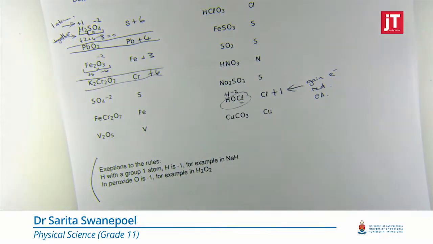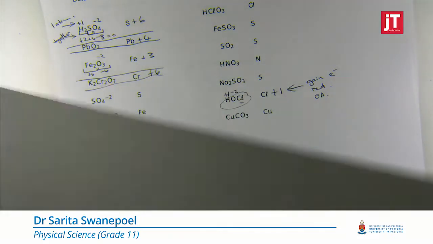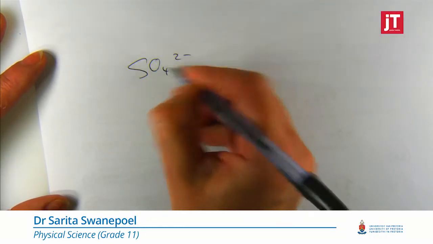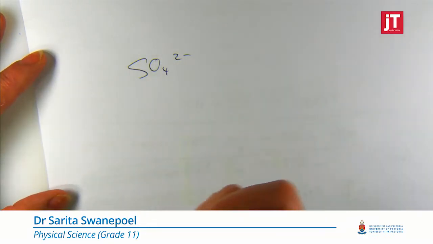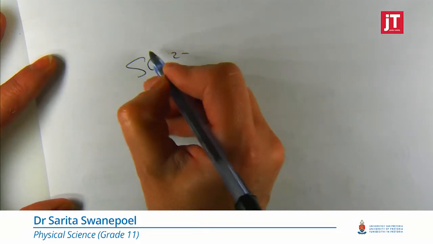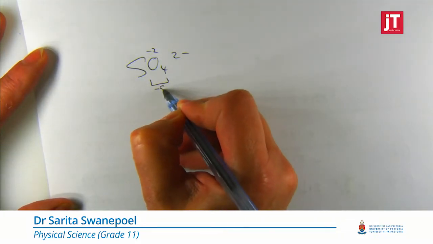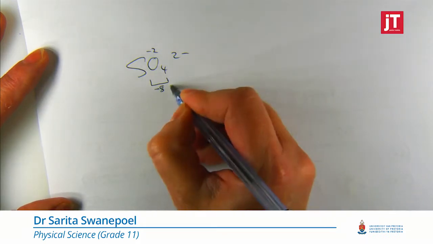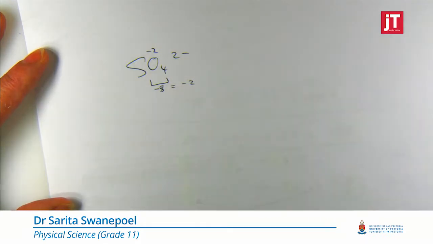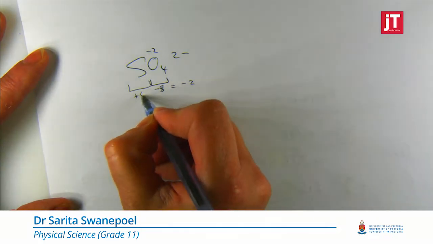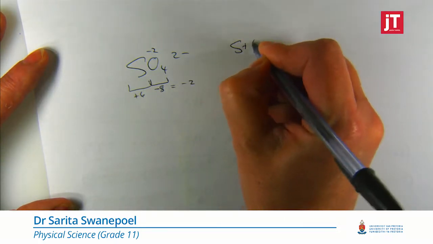SO4 2 minus. What does the 2 minus tell you? That all the oxidation numbers together should give you a minus 2 answer. So if every oxygen is a minus 2, that will give you minus 8. But you have to end up with 2 of those minuses as your answer. So this one should be plus 6. So there you have sulfur in the plus 6 state.